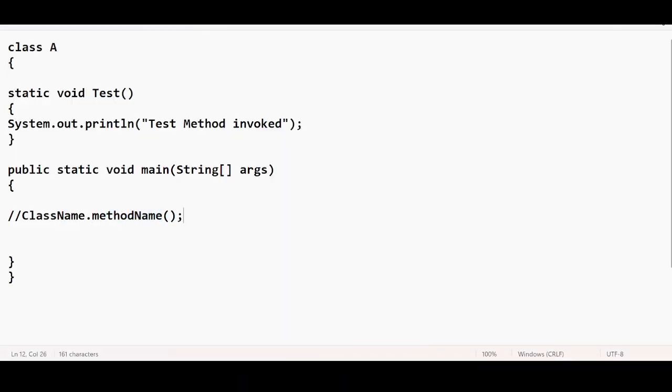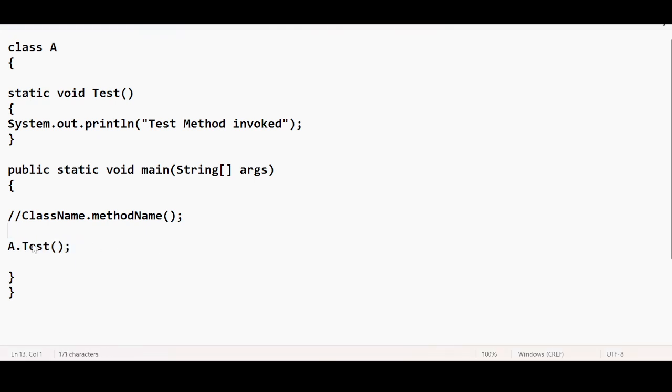What is the class name? We have the class name A, right? So A dot, what is the method name? Test. Replace those values, substitute the actual values on top of the syntax. So this is what it is, A dot test.